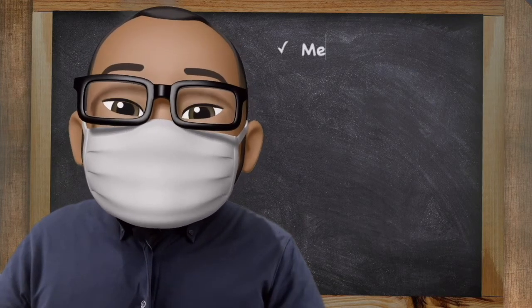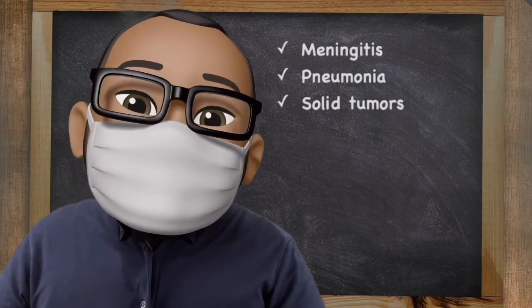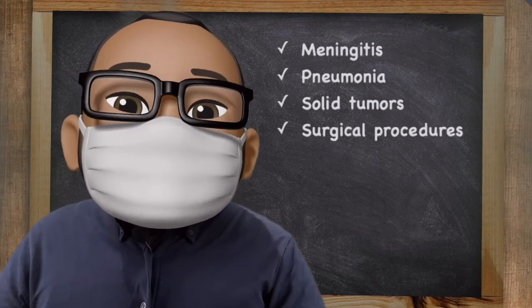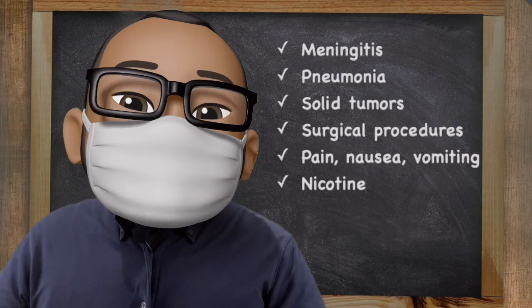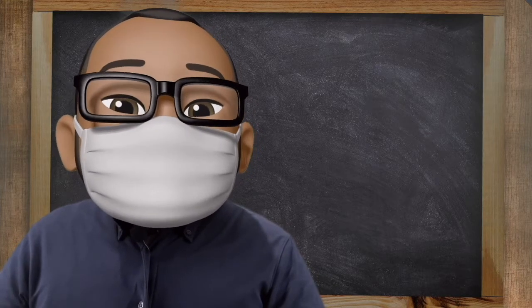What are these ADH-secreting cells? They can be from your brain cells from meningitis, lung cells from pneumonia, cancer cells from solid tumors, or it can be anesthetic agents, or if your patient presents with pain, nausea, and vomiting, and even nicotine will release an ADH-like substance causing increased risk for developing hyponatremia. So how do we manage this?